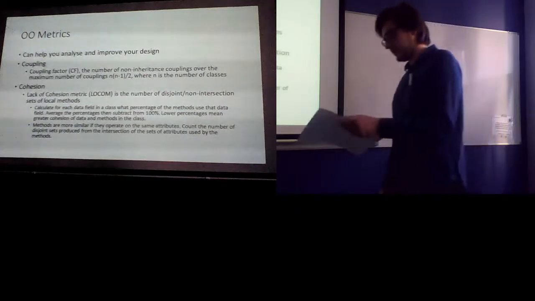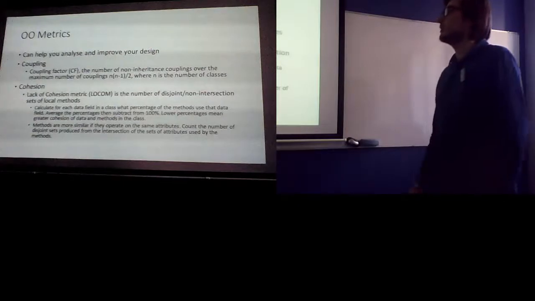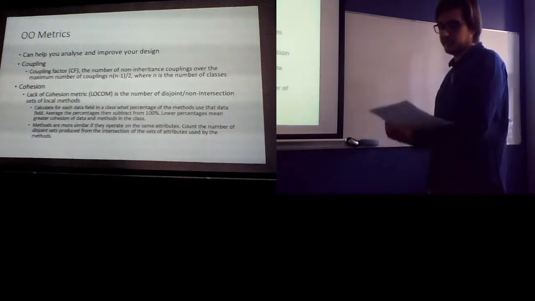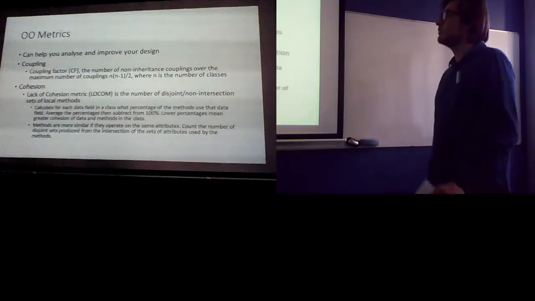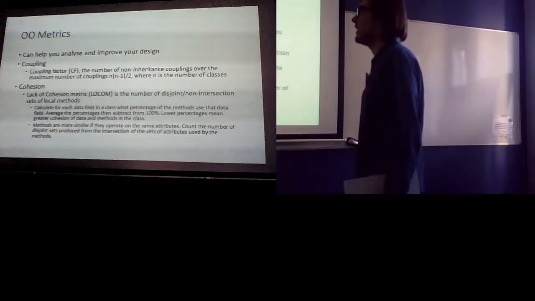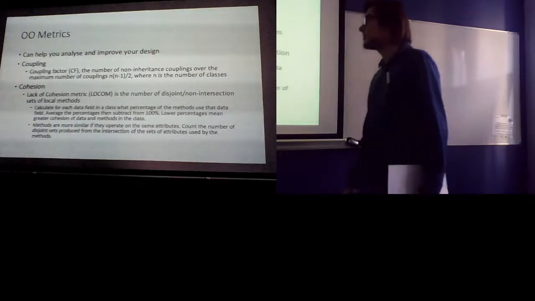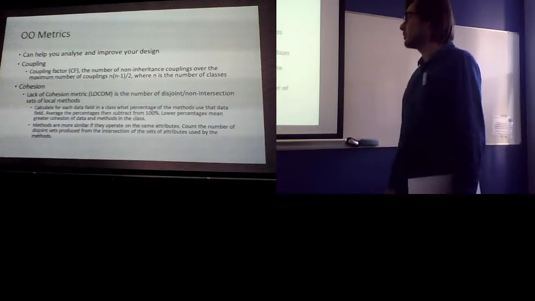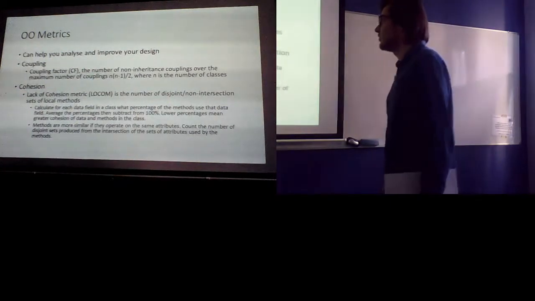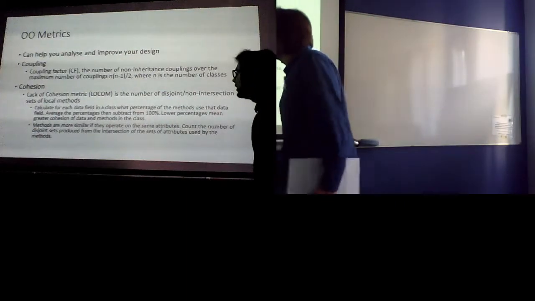Okay, so those were the 3 different general principles for object-oriented programming. Then we can look at the object-oriented metrics. There are a few ways to evaluate how your code measures in terms of achieving good performance. You can define something like a coupling factor.